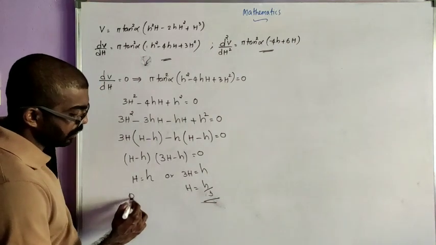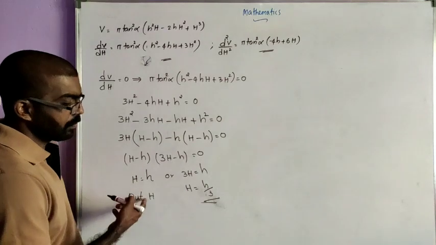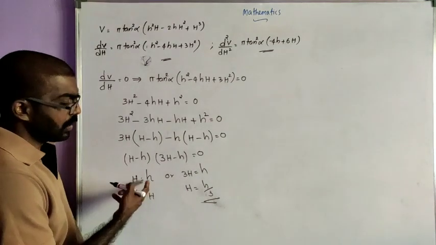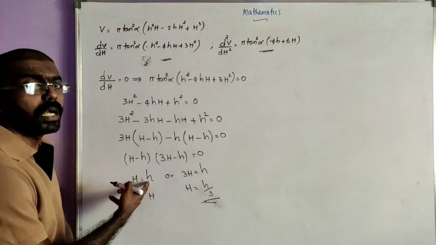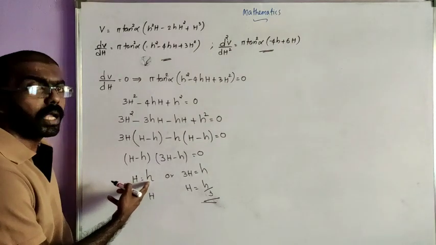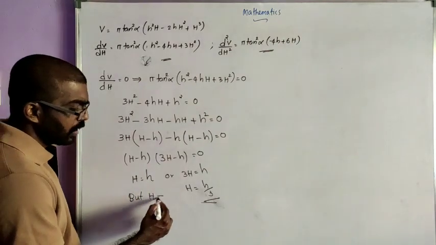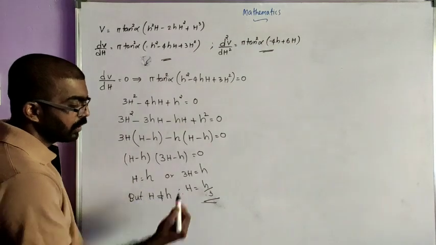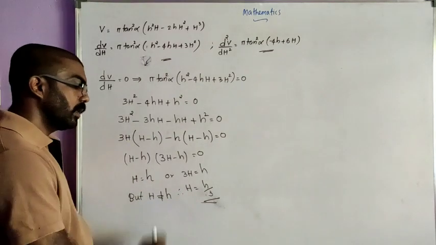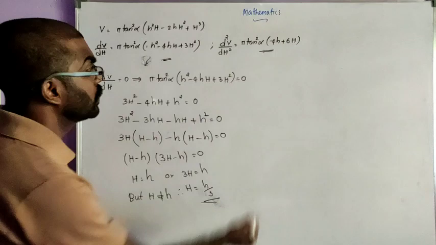Here H equal to small h is not possible, because capital H is the height of the cylinder and small h is the height of the cone. So this is not possible, H not equal to h. Therefore, H is equal to h by 3.